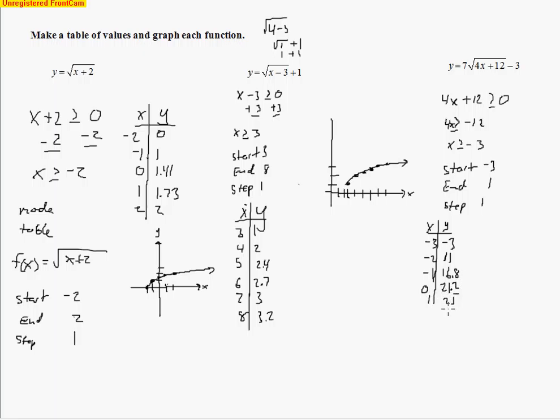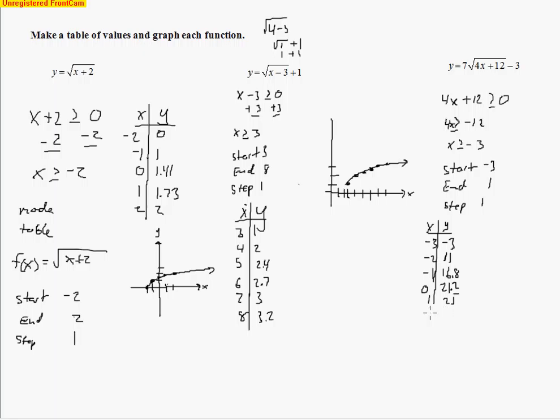So again, you can see it. When you plug 1 in, 1 plus 4 makes 5, plus 12 gives me 17. So when I go ahead and take that square root, multiply by 7, take away 3, you can see how that number is going to end up getting up there quite quick.